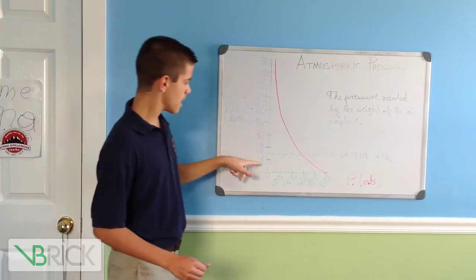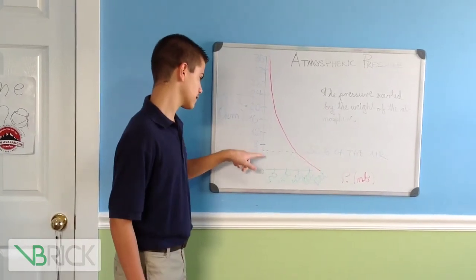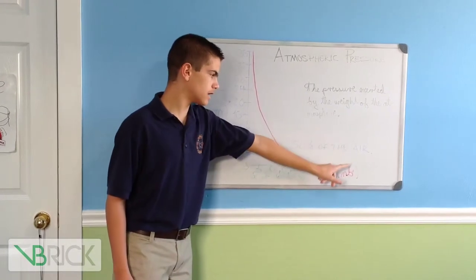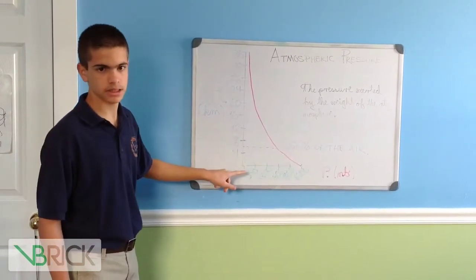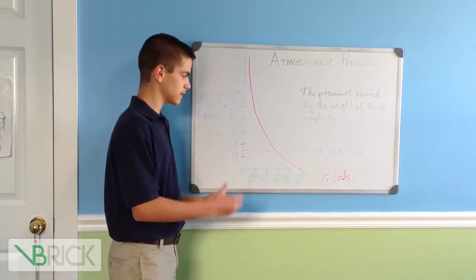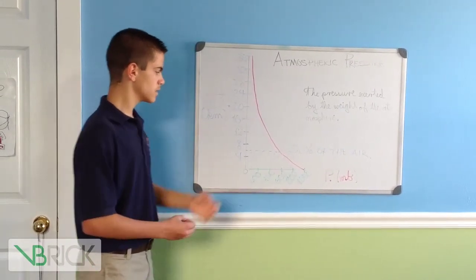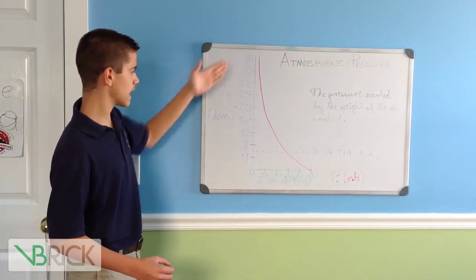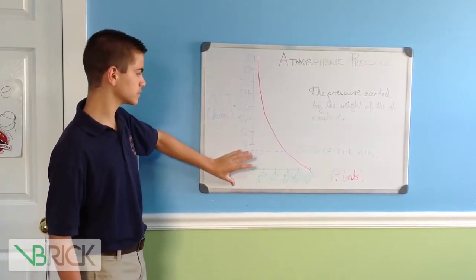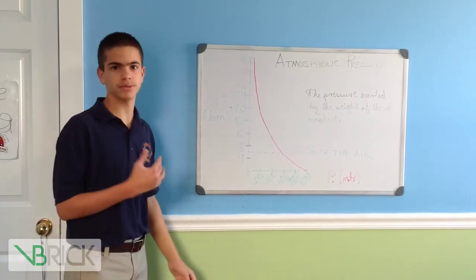Now, at 6 kilometers of altitude, 50% of the air lies below it. So we can relate pressure to air and the position of the air in our world, therefore allowing us to breathe better.